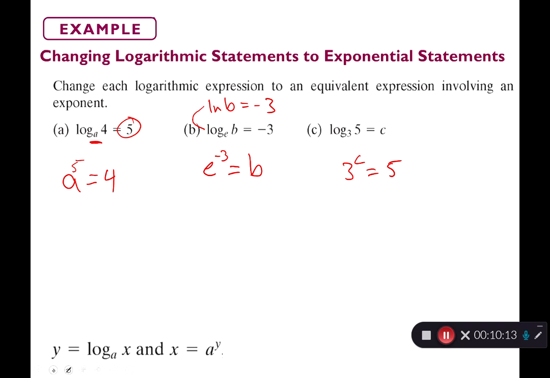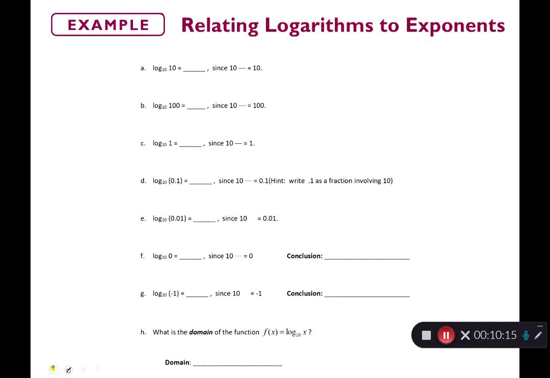Now, what are the advantages of logarithmic form? Well, in this next set of exercises, we talk about some of those advantages, basically saying that we could do things without a calculator. For example, if I have the log base 10 of 10, I can say since 10 to the first equals 10, the log base 10 of 10 is 1.